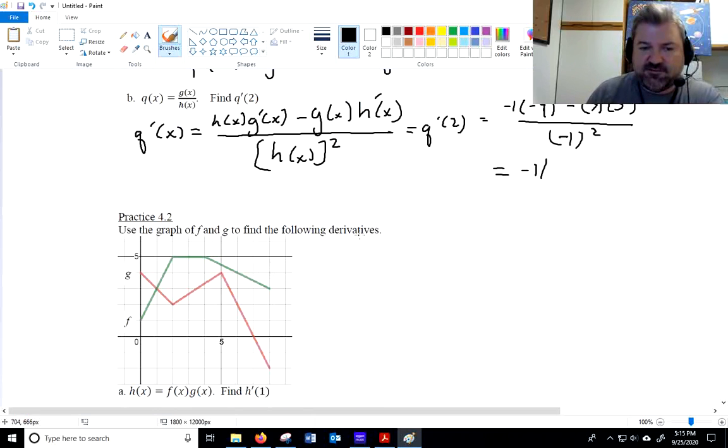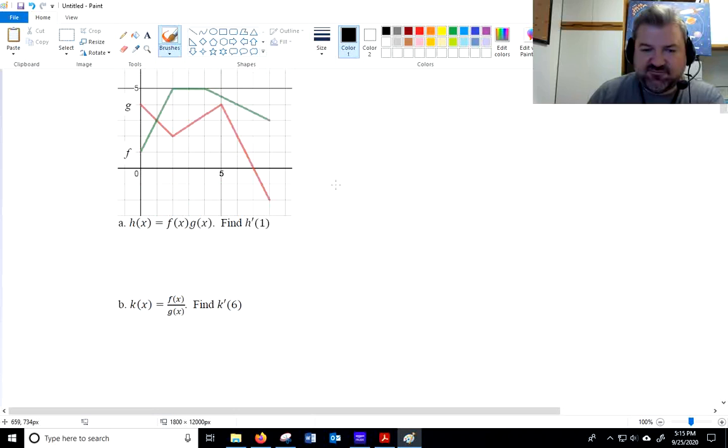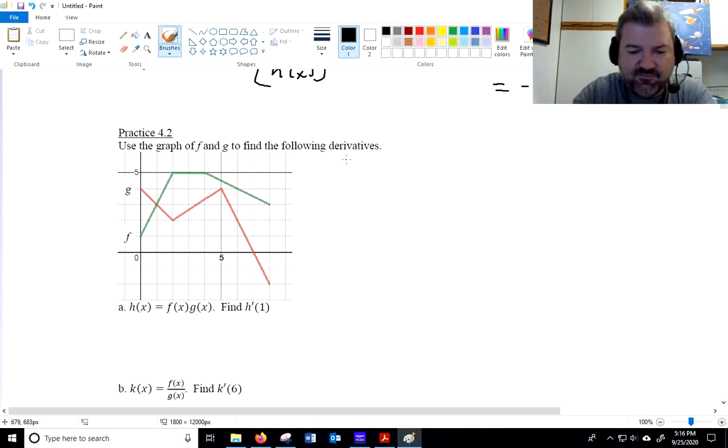All right, next problem. I got a graph. Okay, we got the red graph is g, the green graph is f. I want you to use the graph to find these derivatives. Let's see, how many? We got 2 of them. I want you to find h prime of 1 and k prime of 6. Go for it.